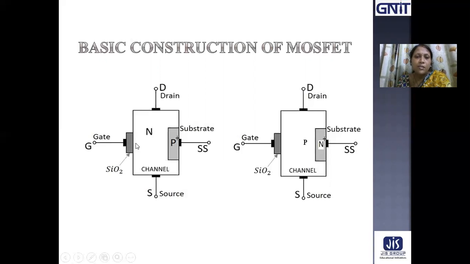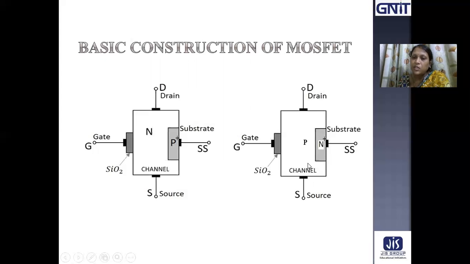Metal, oxide, semiconductor, FET. This oxide layer is deposited only at the gate terminal, beneath the gate terminal. No drain and source terminal are associated with this SiO2 layer. So this is the construction of N-channel MOSFET and this is the construction of P-channel MOSFET.